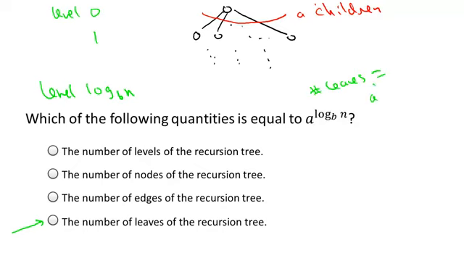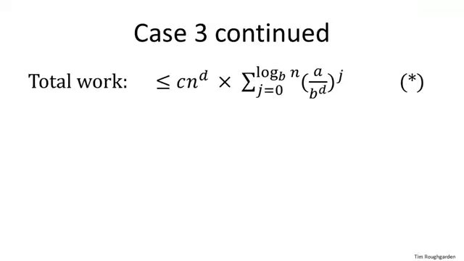So therefore, the number of leaves is just the branching factor, which is a, raised to the number of times that we actually multiply by a, which is just the number of levels, which is log base b of n. So each time we go down a level, we increase the number of nodes by a factor of a, and we go down a level log base b of n times, leaving us with a number of leaves equal to a raised to the log base b of n.